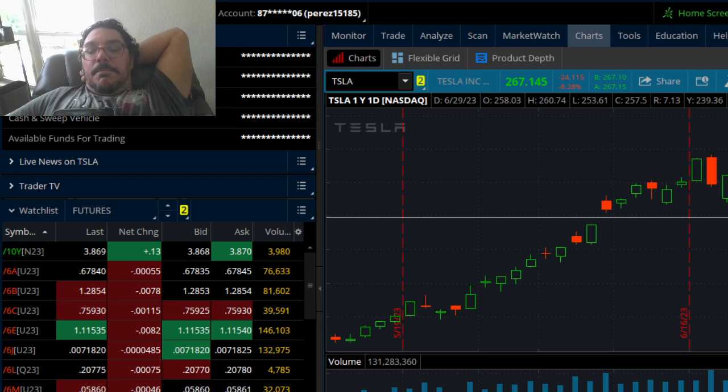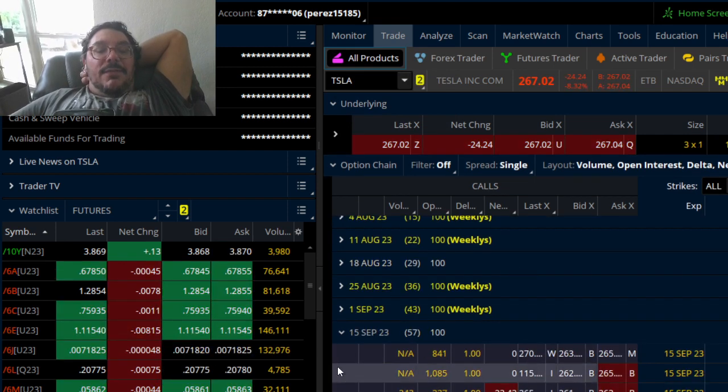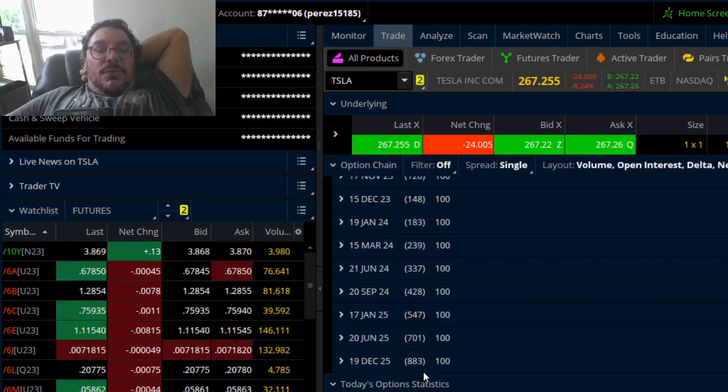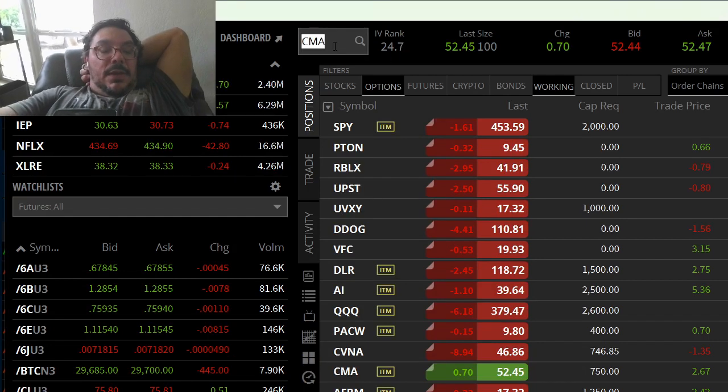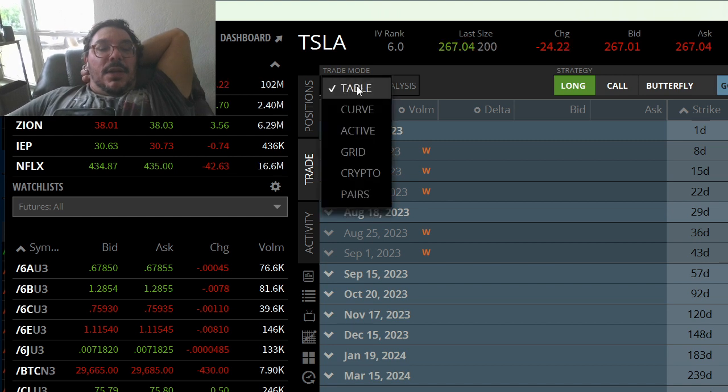So let's take a look at the options. Now the IV has gone down here. We want to confirm here IV rank at 6. And let's take a look over here at Tasty, get different IV ranks. We got 6 here as well. So let's formulate a trade here, and let's use the curve.